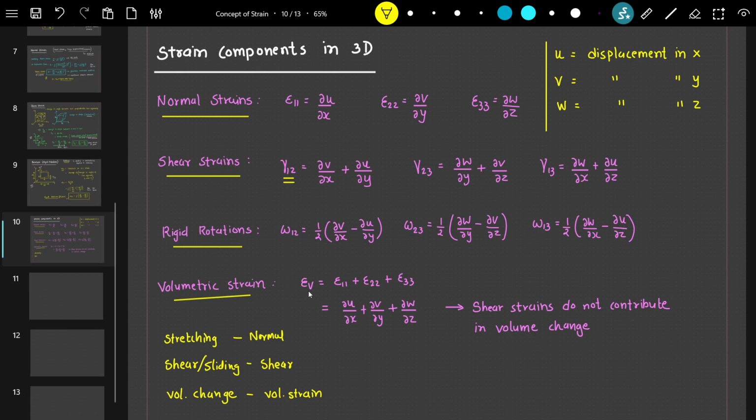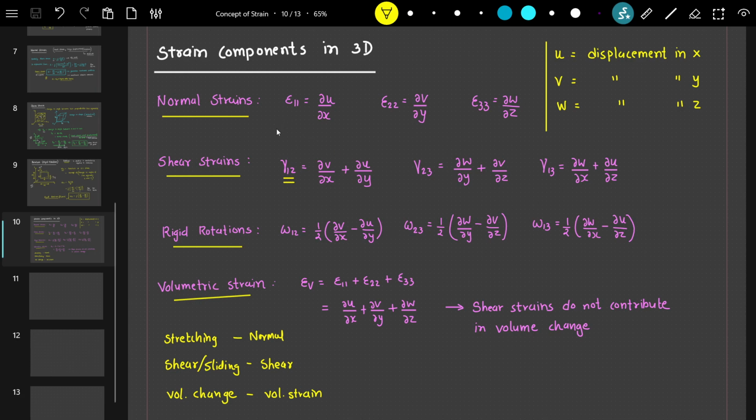Okay, and the measure for this volumetric change is volumetric strain. Volumetric strain epsilon v is given by the summation of all three normal strain components, epsilon 11 plus epsilon 22 plus epsilon 33. And if you see dou u by dou x plus dou v by dou y plus dou w by dou z, here there are no shear strain components, because we know shear strains do not contribute in volumetric change. So that's volumetric strain. Okay.